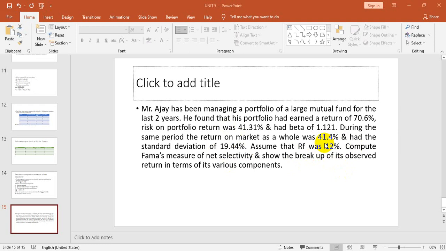I want you all to do it. Listen to the question again. I'm just going to tell you the values. RP is 81.2. Standard deviation of P is 50.56. Beta is 1.231. RM is 52.9. Standard deviation of M is 20.9 and RF is 14%. So I want you all to do this problem and show me the solution.